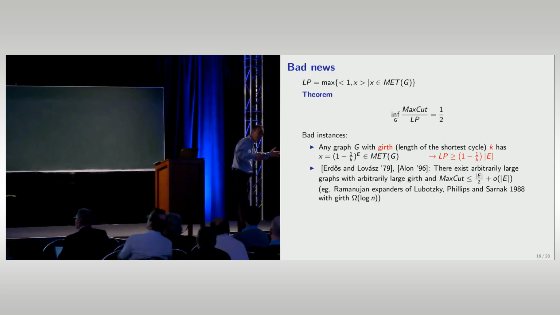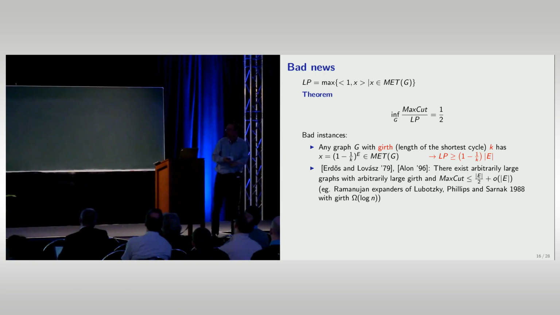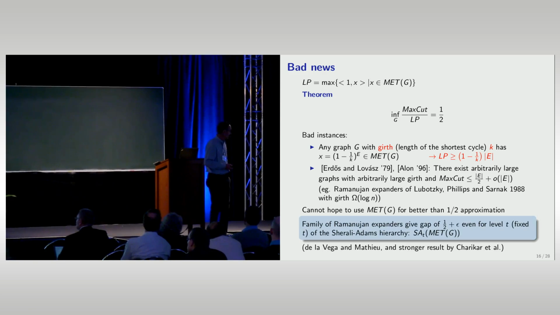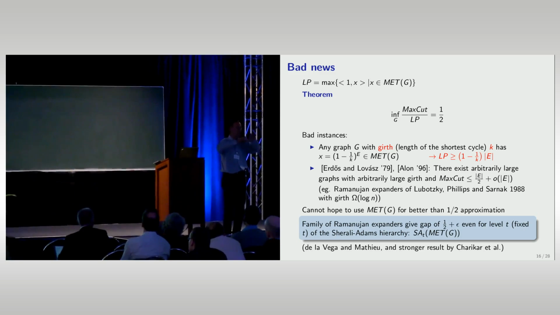Now, this is annoying, so we might try to lift the polytope and go to a higher dimension by using the Sherali-Adams hierarchy. Unfortunately, if you do that, even if you do 10 levels, if you multiply by these non-negative polynomials of degree 10, let's say, and you put all these inequalities, these Ramanujan expanders will still be bad instances. So that's bad.